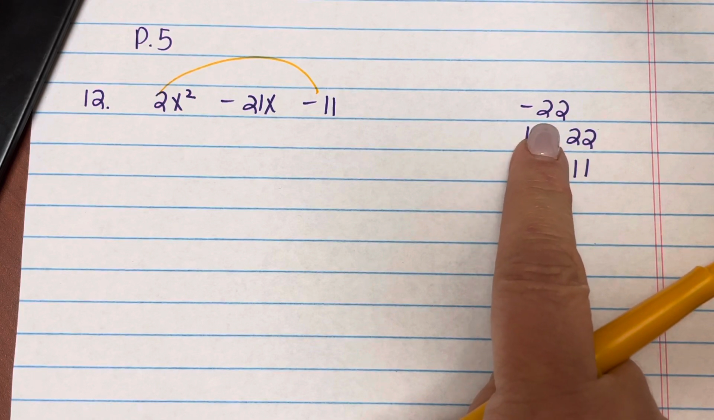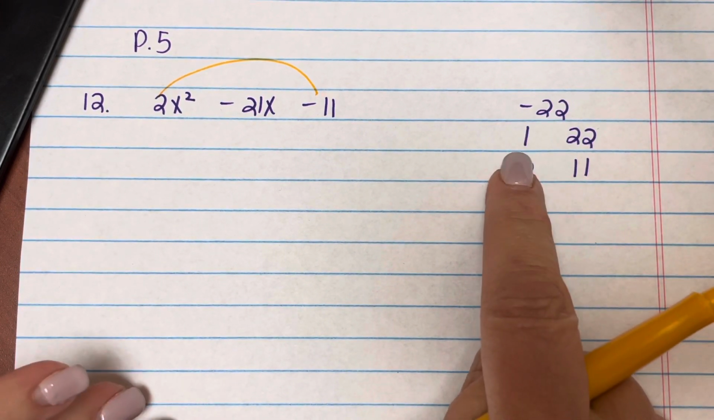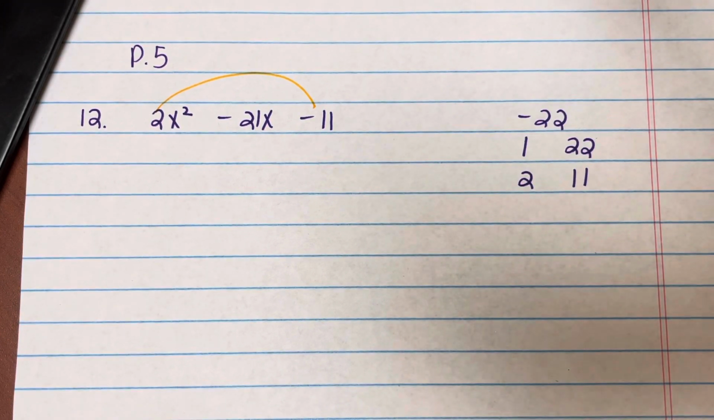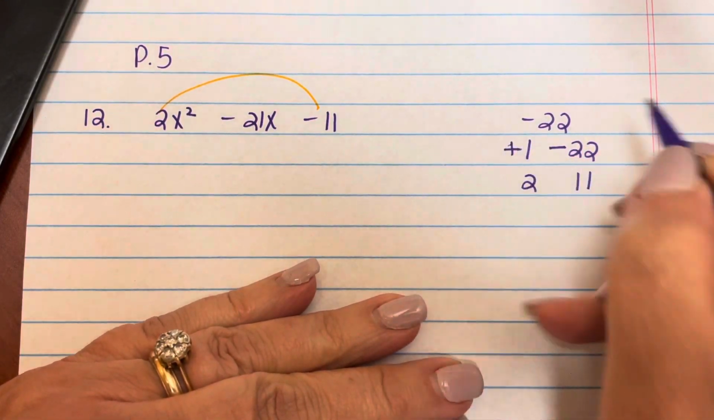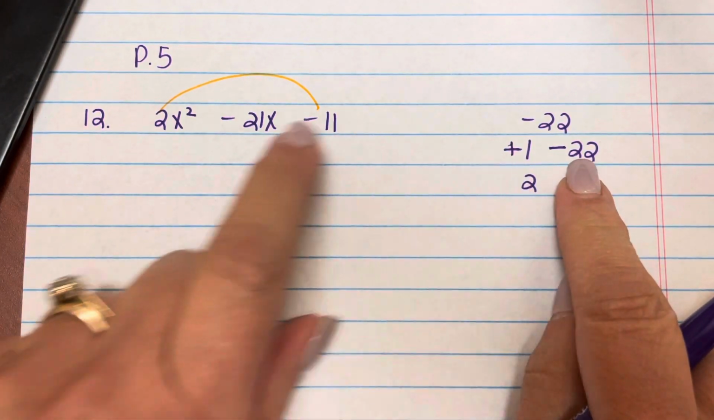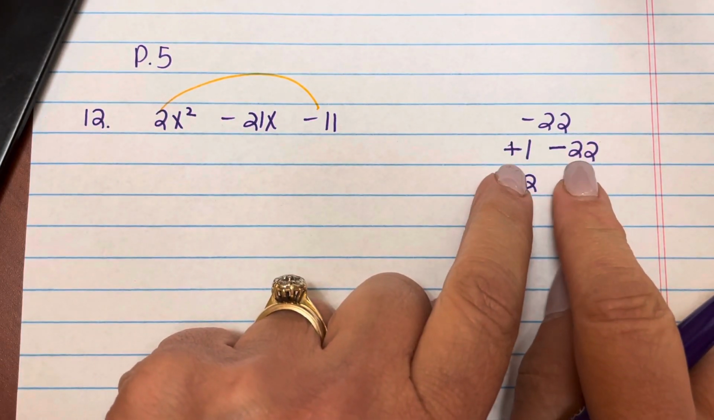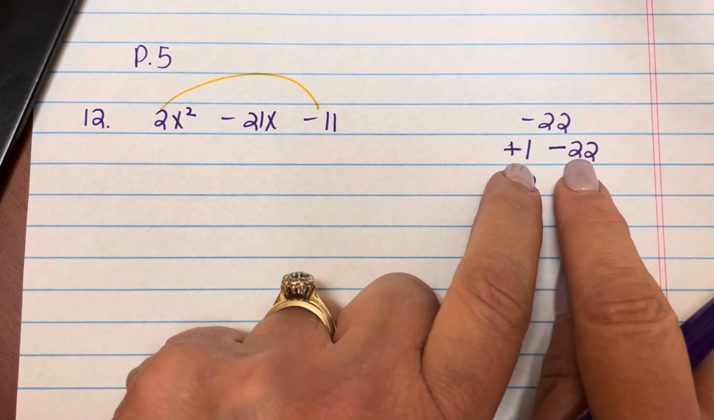Because this is a negative 22, I know that one of these is positive and one of these is negative. So looking at those numbers, the 1 and the 22 will, if one of them is positive and one of them is negative, add to negative 21, if the 22 is negative and the 1 is positive. So that's what we're going to have: a negative 22 and a positive 1. When I add these two up, I get negative 21. When I multiply these two, I get negative 22. So this is the pair that I need.